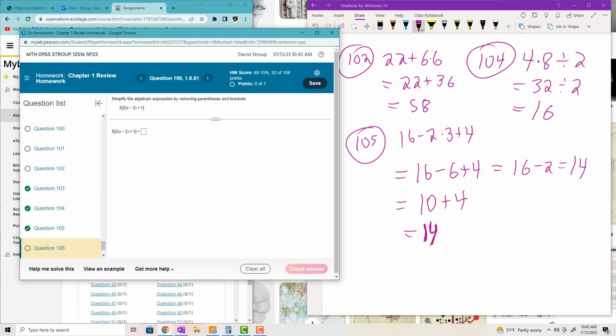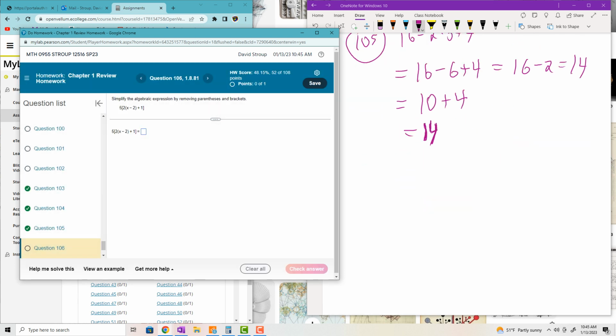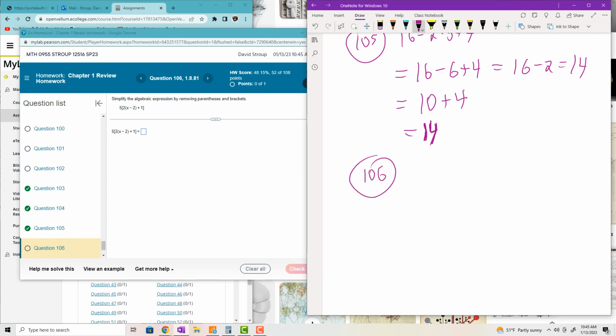See if there's any other ones. Oh, a bunch of parentheses. So work inside to the out, right? So 106, we have 5 times 2 times x minus 2 plus 1. So I work inside first. And on the inside here, there's a multiplication right here. So you do that multiplication first, and that requires distribution. So I have 5 times 2x minus 4 plus 1.